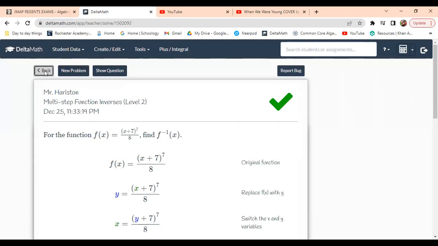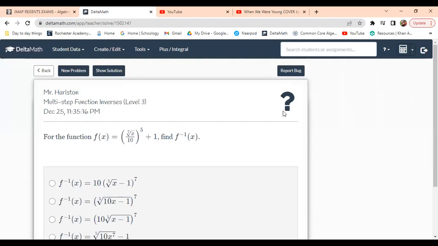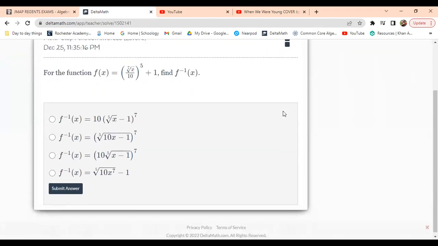All right, so let's go to a little higher level. Let's go to level 3, see what they got there. All right, so let's look at that one. Now this one has f of x is equal to, we're taking the 7th root of x divided by 10, and we're raising that whole thing to the 5th power, and we're adding 1 to that.